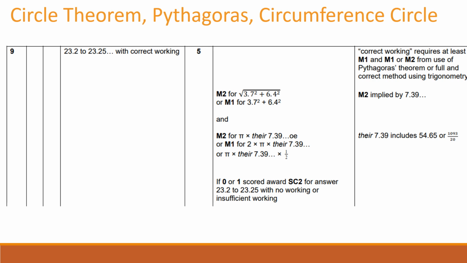The mark scheme says the answer is 23.2 to 23.25, so they've rounded to 3 or 4 significant figures here, for a total of 5 marks. There are 2 marks for doing Pythagoras, the square root of the 2 shorter sides added together squared. 1 mark for just doing 3.7 squared plus 6.4 squared. And then on top of that, the answer you get, so this means the answer you got for your diameter times by pi. OE means all equivalent. And a method mark for doing 2 pi times your 7.39, so your diameter, in case you made a mistake.